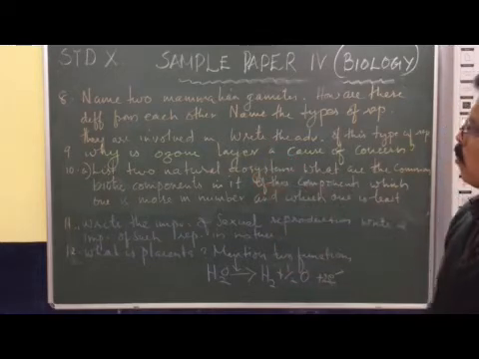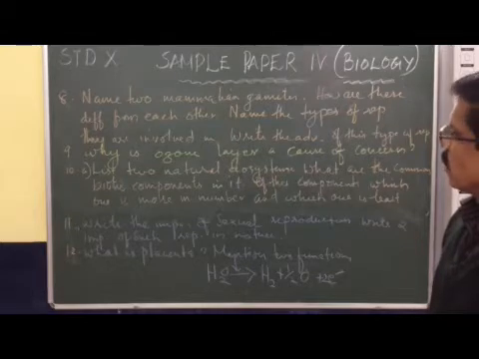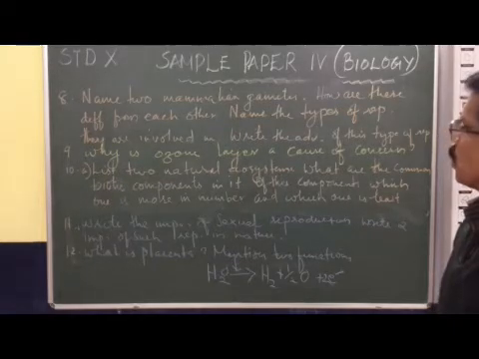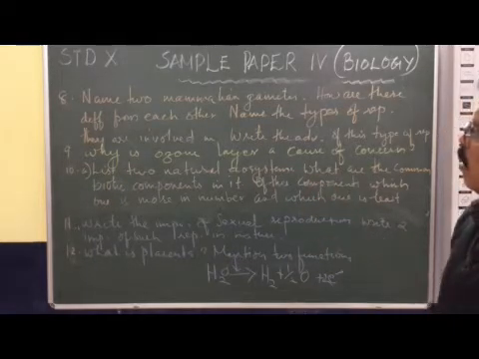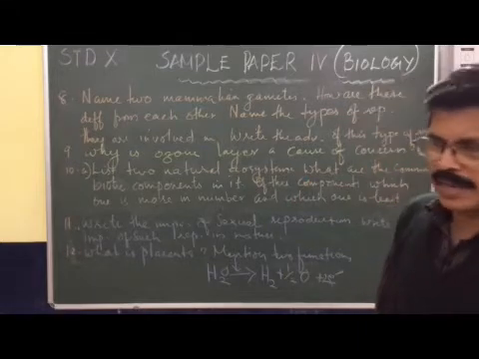There are five questions I am going to discuss with you today. The eighth one: name two mammalian gametes. How are these different from each other? Name the types of reproduction they are involved in and write the advantage of this type of reproduction. First one, name two mammalian gametes. Two mammalian gametes we can say sperm and egg.